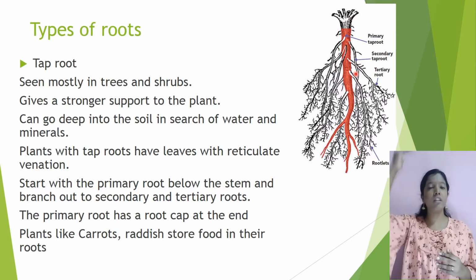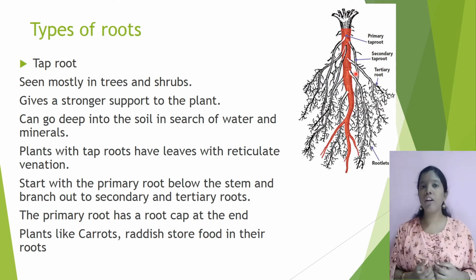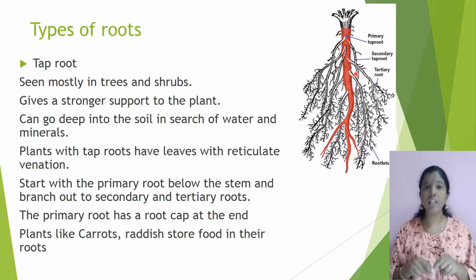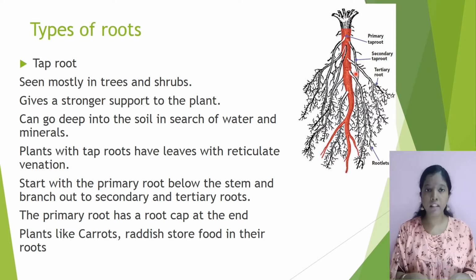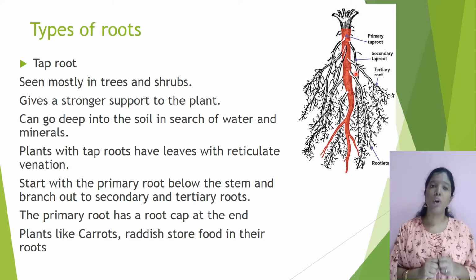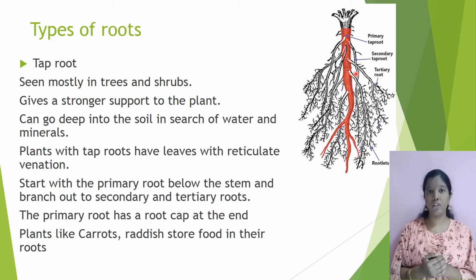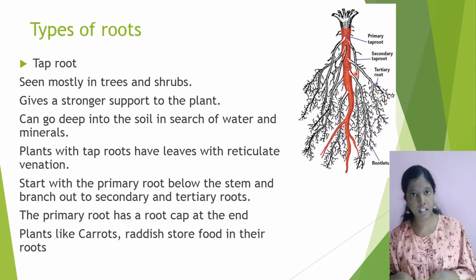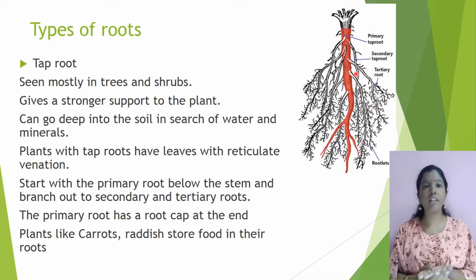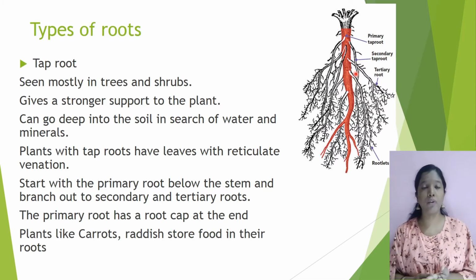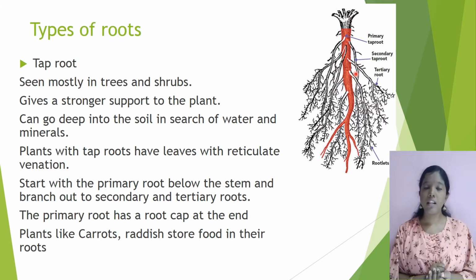Also, because the tree is very tall, there are a lot of branches and leaves, and more need of nutrients and water. Therefore, these taproots are capable of growing deep inside the soil, and when they go deep, they can get more water. The plants with taproots have leaves with reticulate venation. If you observe a tree with a taproot and then observe its leaf, you will find that it has reticulate venation. What is reticulate venation? That we will see in the next part.